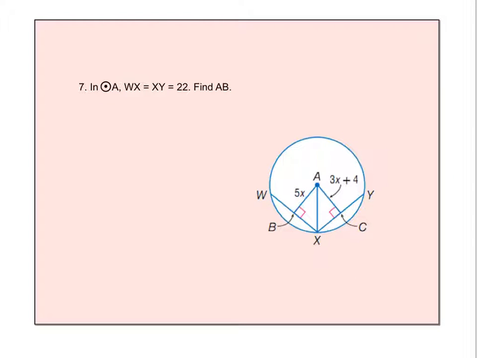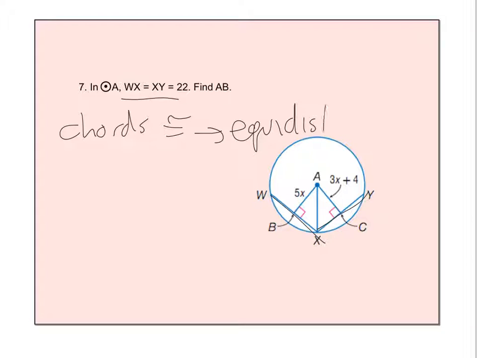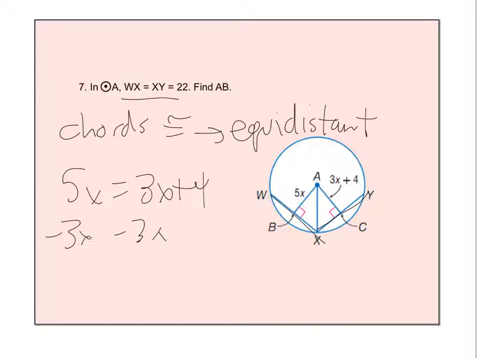So if I take a look here, WX equals XY equals 22. So WX is equal to XY, which is 22. So it tells me right away that the chords are congruent. That means that they are equidistant. That means 5x equals 3x plus 4. So subtract 3x, so 2x equals 4. So x equals 2. Hopefully your algebra is getting pretty strong here.